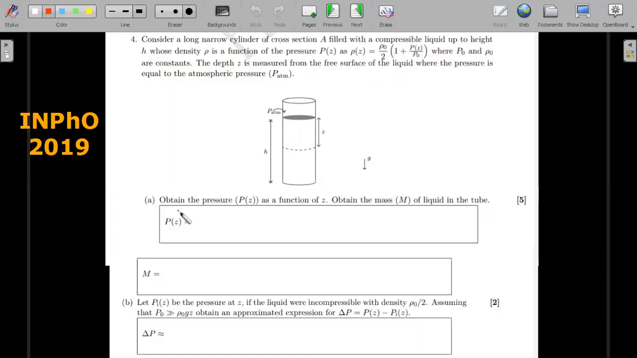Obtain the pressure P(z) as a function of z. Obtain the mass of the liquid in the tube. These are the two parts of the first question. Whereas the second one talks about the liquid being incompressible.